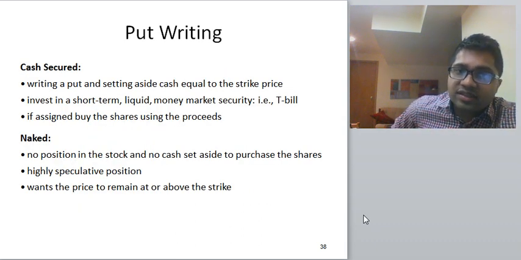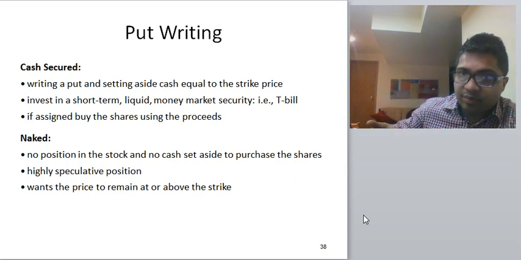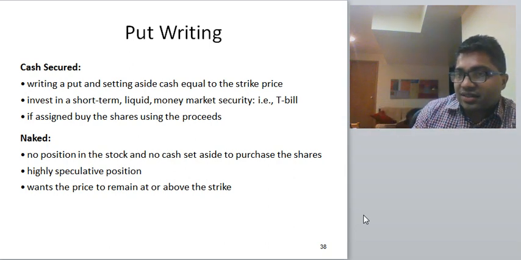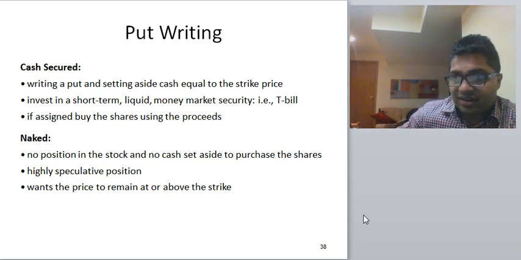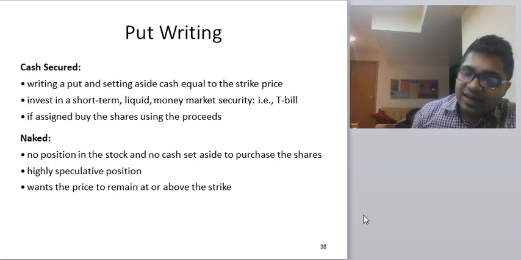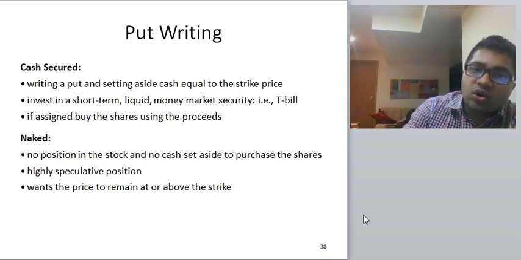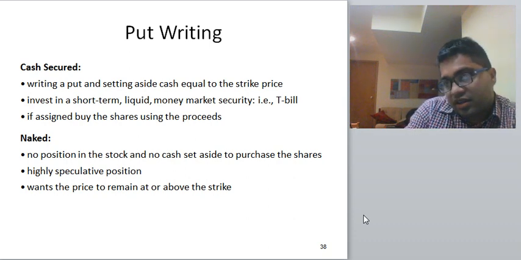Put writing also is cash secured or naked. Cash secured means writing a put and setting aside cash. So whatever cash is required, you set it aside and then write a put. Invest in short-term liquid money market instruments like T-bills. If assigned, you buy the shares. Naked put, no position in stock, no cash set aside to purchase the stock. It is highly speculative and you want the price to remain at or above the strike price. If it falls, then you are in huge losses.